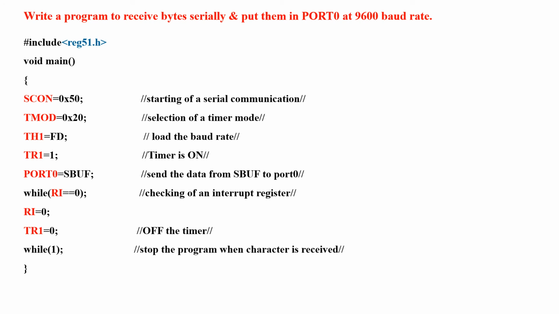Load the TMOD register with 0x20, because we are using timer 1 in mode 2. Here the baud rate is 9600, therefore load the value FD to TH1. Start the timer using the instruction TR1 equals 1. Now P0 equals SBUF, means the character present in the SBUF register goes to port 0.